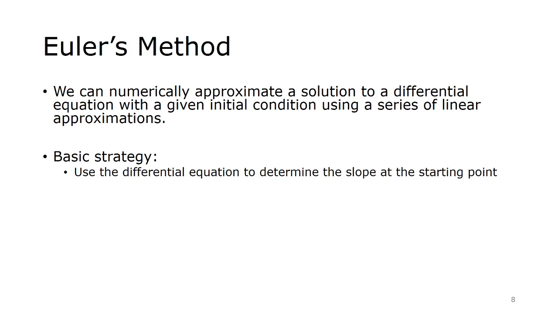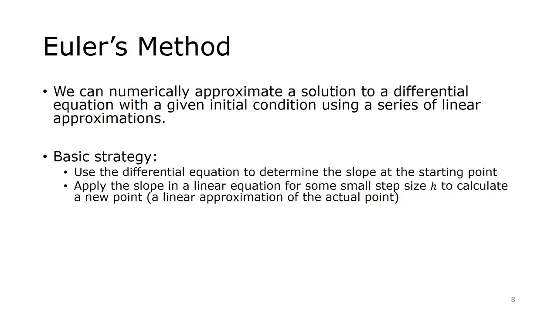Kind of like we did when we generated a slope field, we'll use that differential equation to come up with the slope near a given point. We will apply that slope in a very close area to that point, for some step size, we'll call it h, or sometimes people use delta x. And we'll apply that slope in order to calculate a nearby point that might be on the function, using that same slope. That's what we'd call a linear approximation of the point.